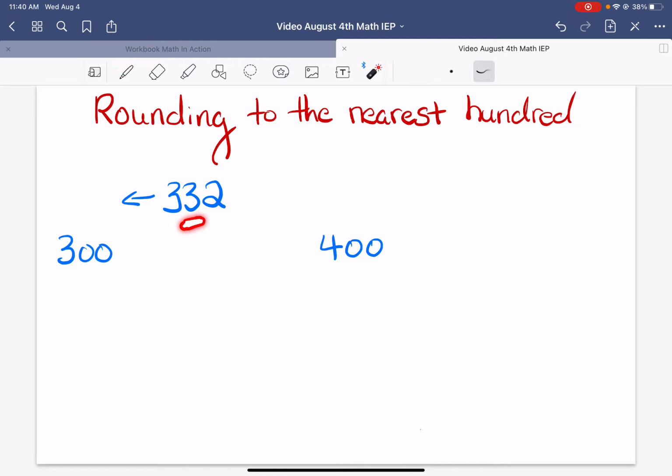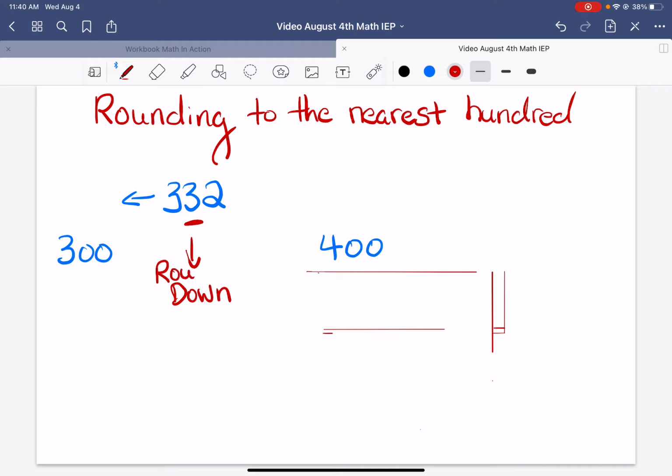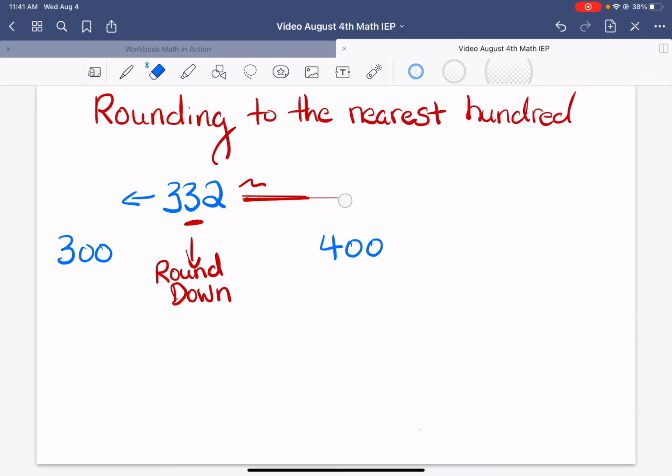It goes that way because we have 3 here, right? We're going to take a look at the tens. The 3 is 1, 2, 3, 4. Remember, 1, 2, 3, 4, we are going down. We're going to round down. So when we round down, we end up getting 300. So 332 is approximately 300. Always going to round down like that.